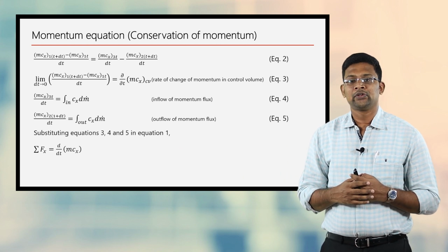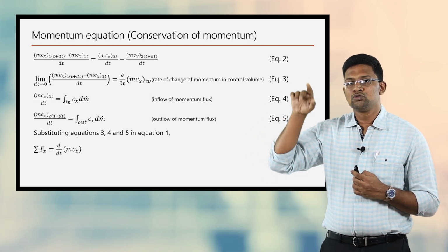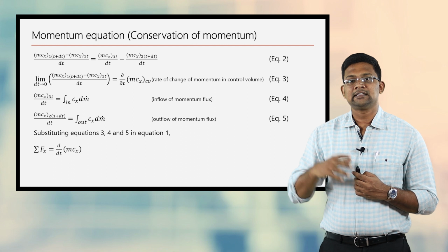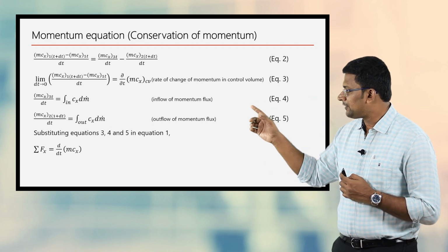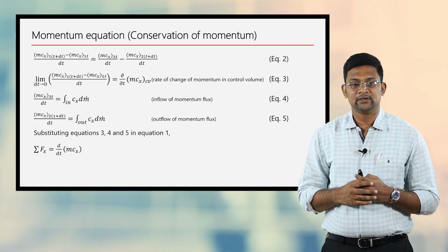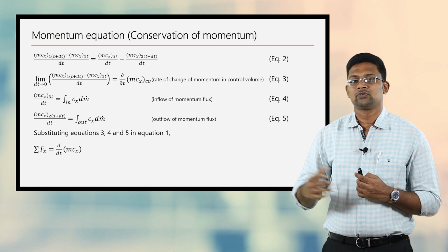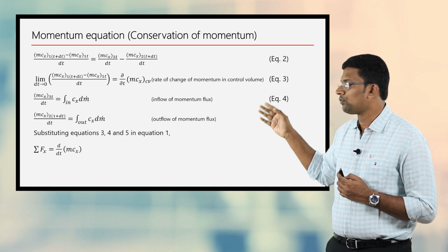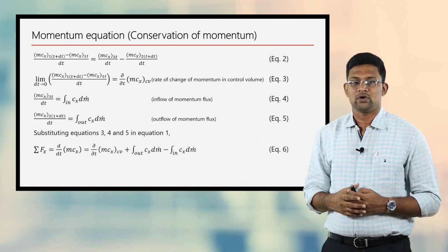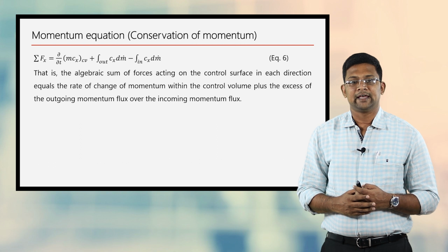Next, as usual, we are going to substitute equations number 3, 4 and 5 back to our original expression. That is the expression for Newton's second law, which states that the sum of forces Fx is equal to ∂/∂t of mCx, that is the rate of change of momentum in x direction. So we are substituting equations 3, 4 and 5 in this equation. And here we can see the expression number 6.